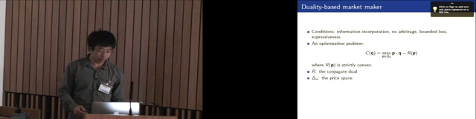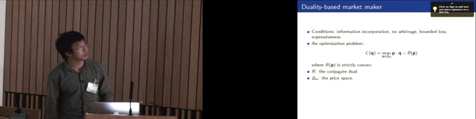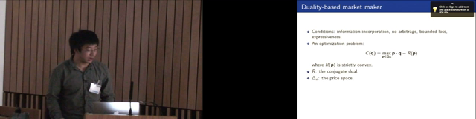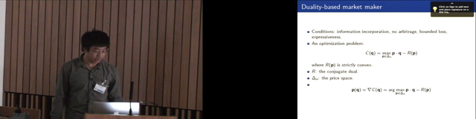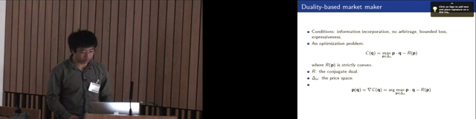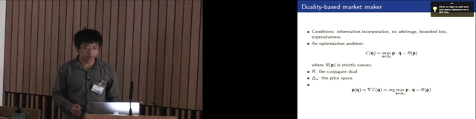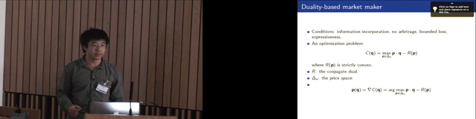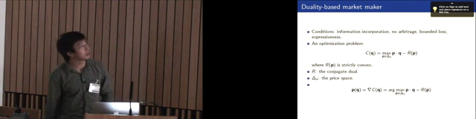I will call the probability simplex, which is the feasible set in this optimization, the price space. The reason is that it can be shown that the instantaneous price, when the cost function is differentiable, is actually the maximizer of this objective function. So the price is always taken from the feasible set. That's why I call it the price space.